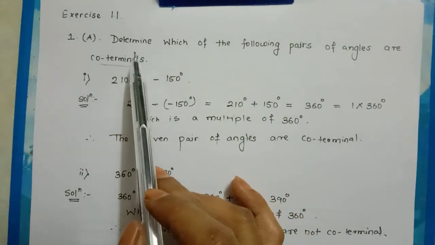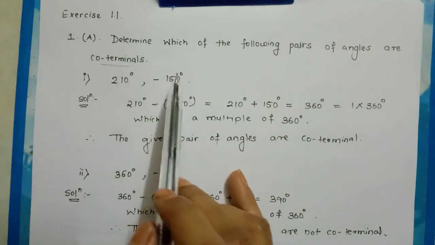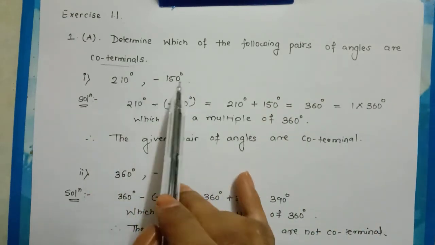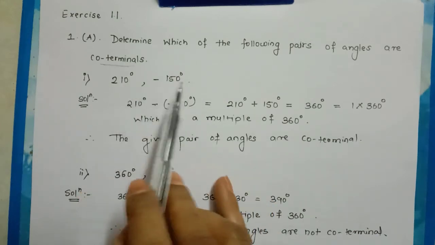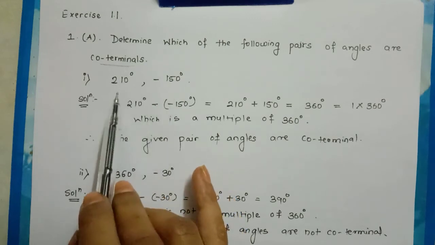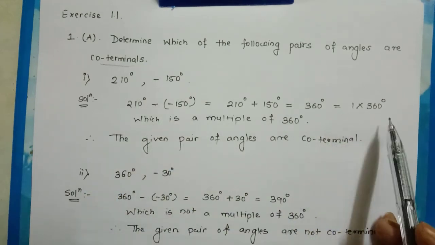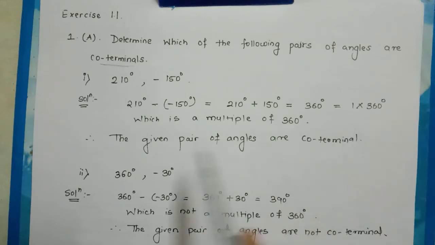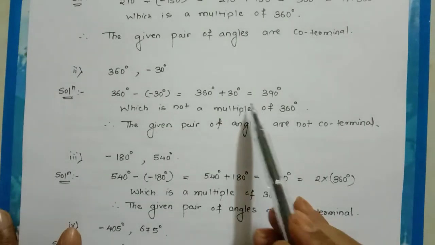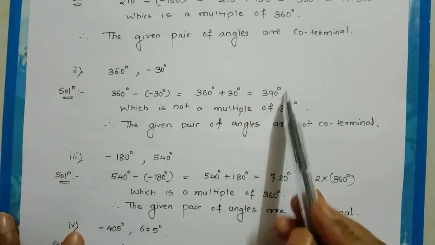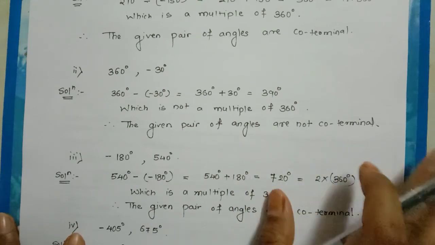When the question is like determine which of the following pairs of angles are coterminal, we have to check whether the given pair of angles is coterminal or not. For that we have to go for the difference. We have to check the difference of these two angles. If the difference is a multiple of 360, then only we can say that the given pair of angles are coterminal. If the difference is not a multiple of 360, then the given pair of angles are not coterminal. Is it clear?